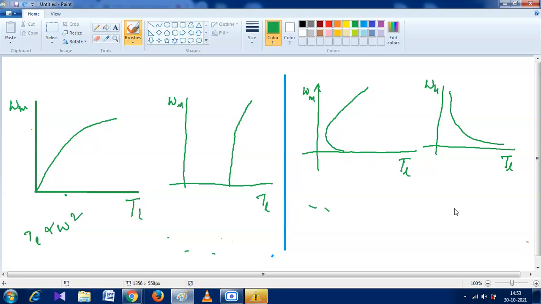In the first curve, we can see that the torque is proportional to the square of the speed.